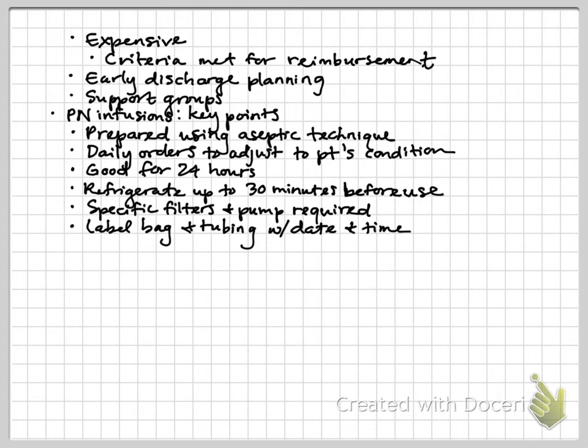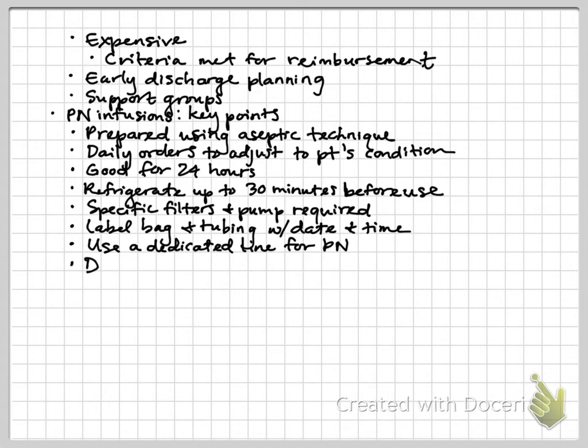Use a dedicated line, one line for parenteral nutrition, because compatibility is an issue, and you'll learn that as you progress through level 4 that not all drugs are compatible with fluids. Parenteral nutrition needs its own dedicated line, and you need to label that. And you need to label that with the date and time because, like I said, it's only good for 24 hours.